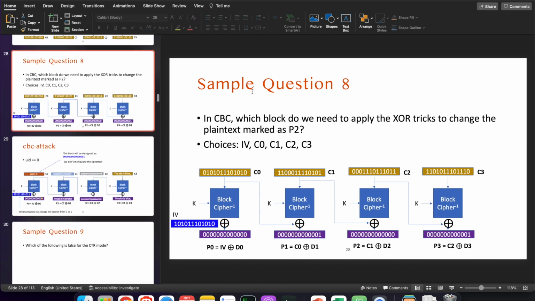And then sample question 8. In CBC mode, which block do we need to apply the XOR tricks to change the plaintext marked as P2? We know that we can attack the CBC ciphertext by altering the ciphertext itself. We can change some part of the plaintext, and this question is asking exactly which block we need to edit to change the plaintext of P2.